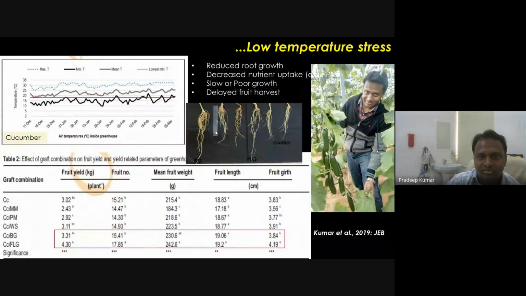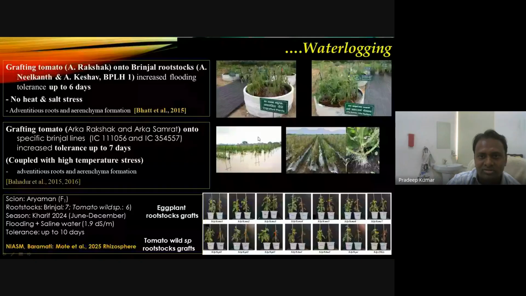And you can see the root system. We also extracted the root system of cucumber, fig leaf gourd and bottle gourd. You can see how vigorous the systems are. The root systems were able to provide nutrients and water. Grafting also elevates waterlogging stress tolerance.